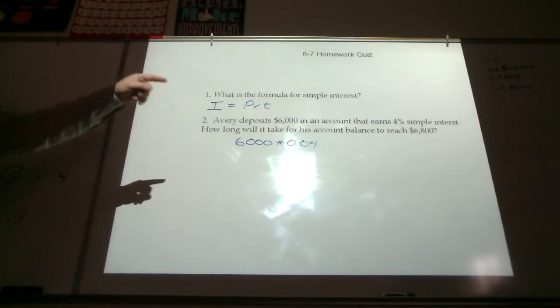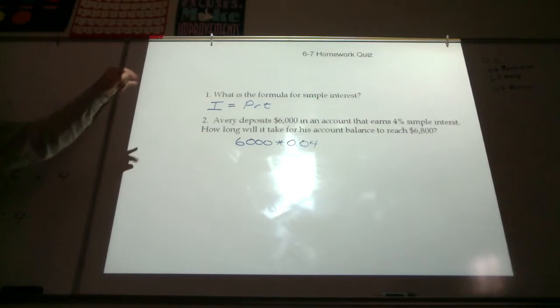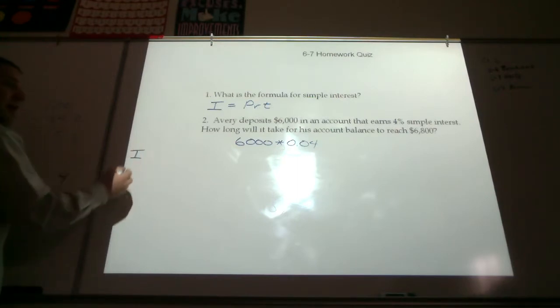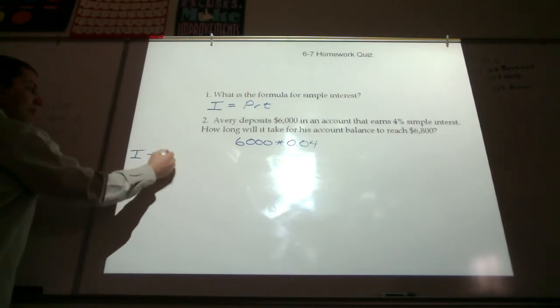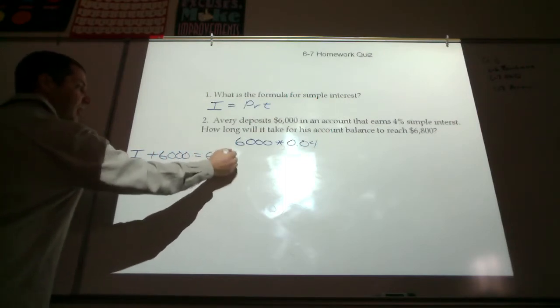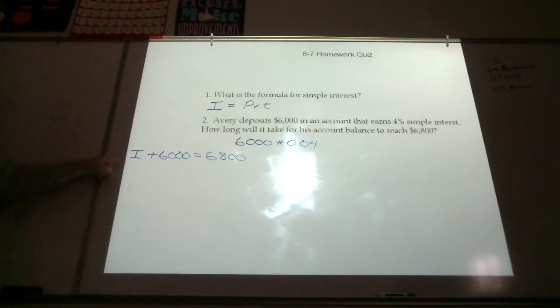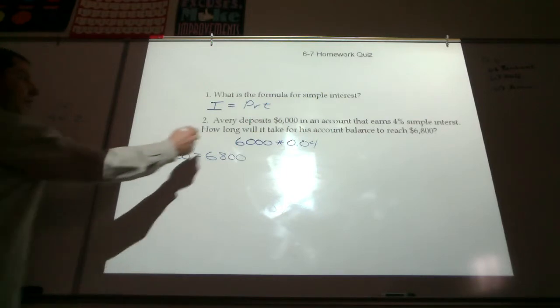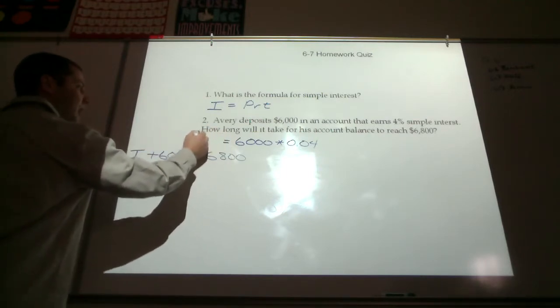What did I just tell you not too long ago? Account balance is equal to interest plus principal. How long until that reaches $6,800? We don't know what the interest is yet, but we know that we have $6,000 and we want it to equal $6,800. What does the I have to be? $800. So now we know that this is equal to 800.